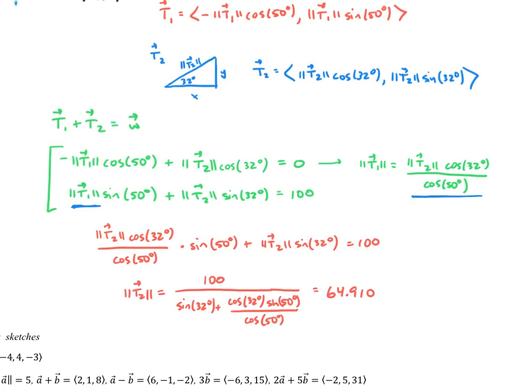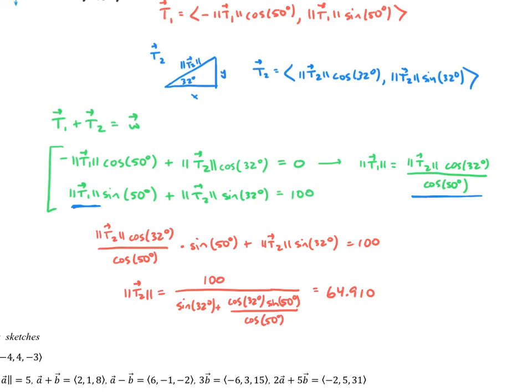Okay, so I just went through and wrote out the algebra here. It's kind of an intense algebra problem. So I did the substitution for T1. That gives us this equation here, which has just one variable now, which is the magnitude of T2. So then if you factor out the magnitude of T2 and move everything over, you get this large equation, and if you use your calculator, you'll get the magnitude of T2, which is 64.910. And again, that's kind of intense, which you're going to find is pretty common in our course, to have some relatively ugly algebra problems.